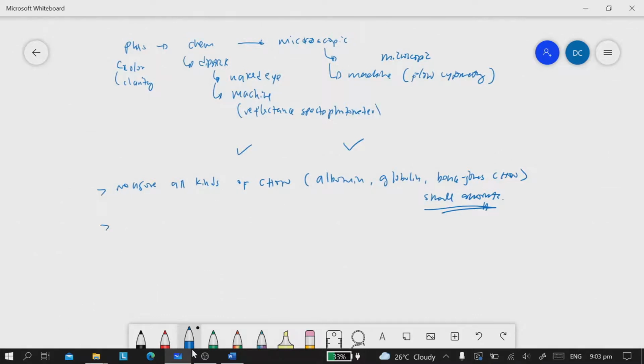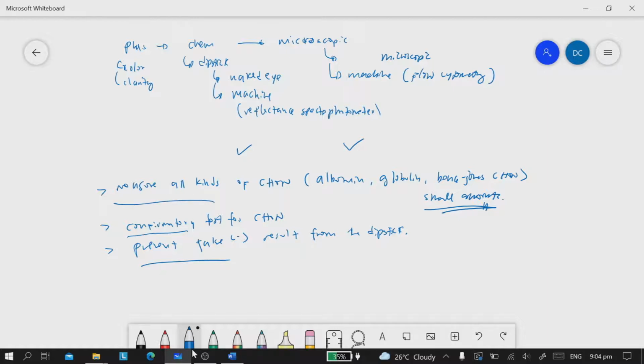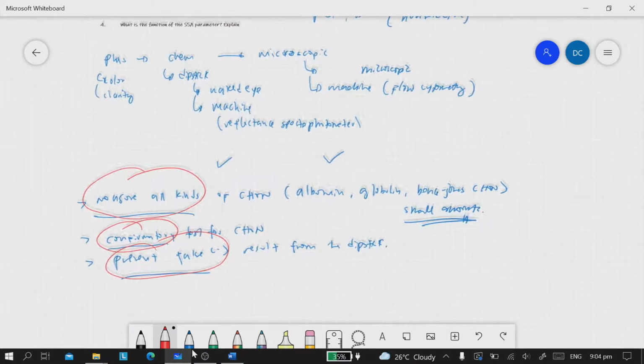So if that measures all kinds of protein, then we could conclude that this is a confirmatory test for protein. Its purpose is also to prevent false negative results from the dipstick. This is confirmatory. This will measure all kinds of protein, and this will prevent false negative results from the dipstick. So that's the answer for question number 4, function of SSA.